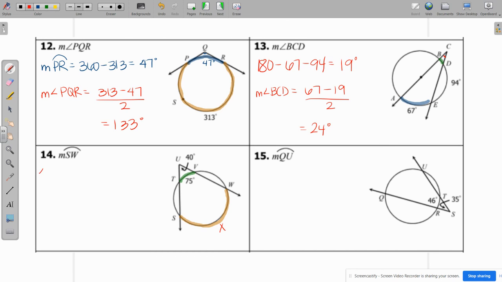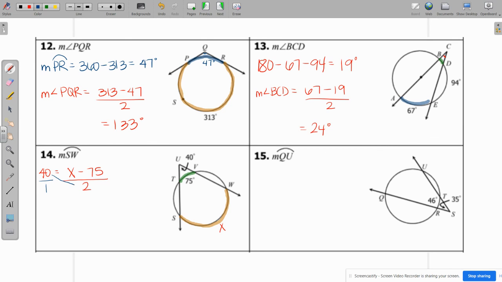But the relationship is that our 40-degree angle should be equivalent to the larger arc measure minus the smaller, divided by 2. So then it's a matter of solving your equation. So I can solve it like a proportion.